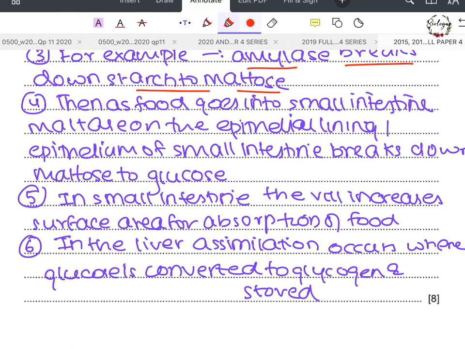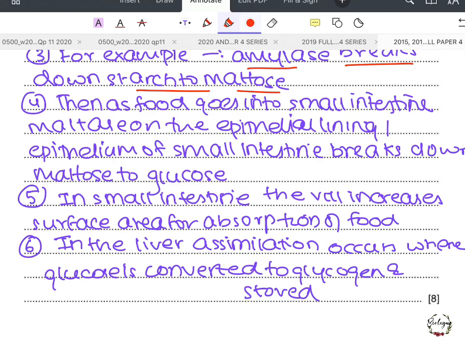The next point talks about how the food will then go into the small intestine, and what happens in the small intestine? Absorption, right? That's the main point about the small intestine. And what enzyme is there in the small intestine? It is maltase. So maltase breaks down maltose to glucose.